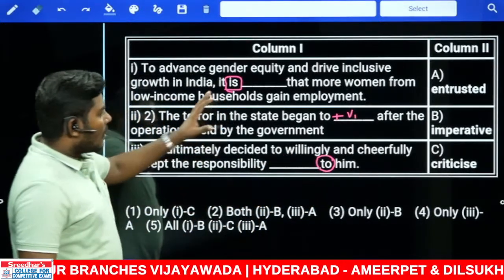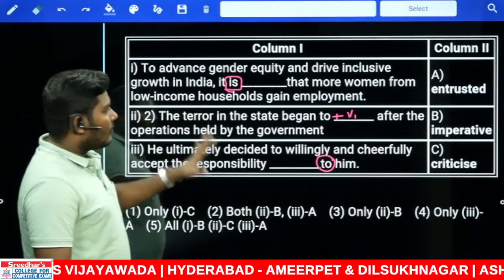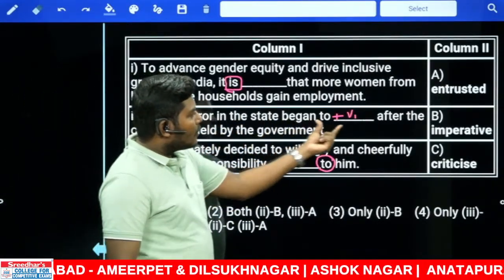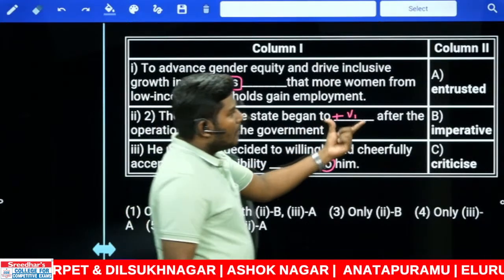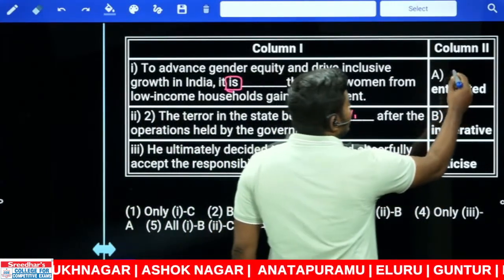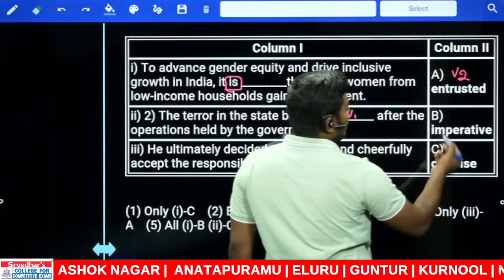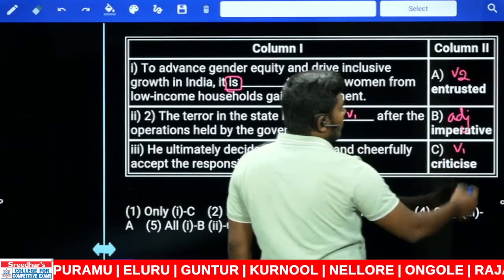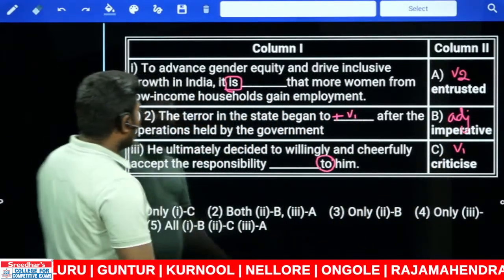Now, I would say the simplest one out of all these three statements is the second one. The terror in the state began to dash. Began to what? Which word is given? Entrusted, which is a V2 or V3 form. Imperative, which is an adjective. And criticize, which is a V1 form. Now tell me which is the correct combination that we can use.